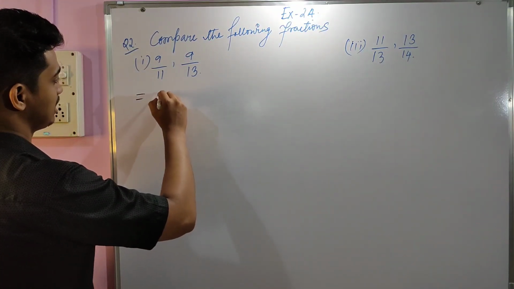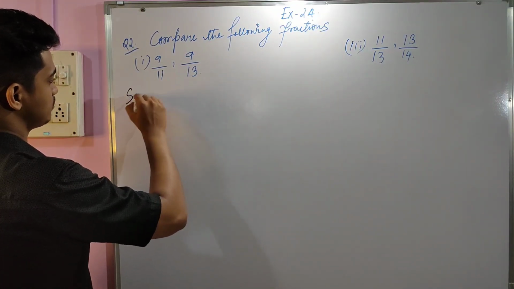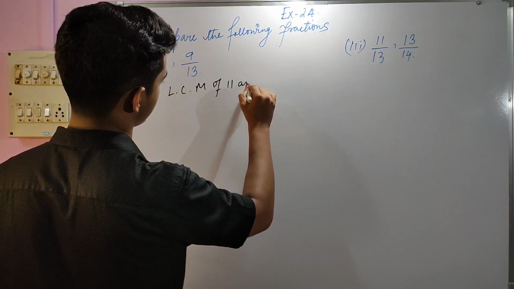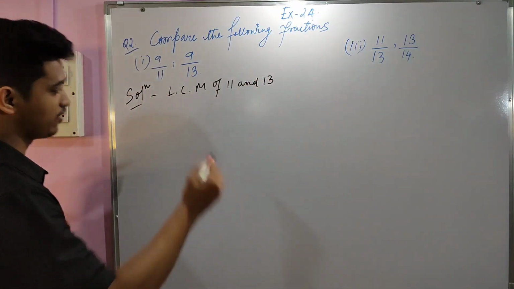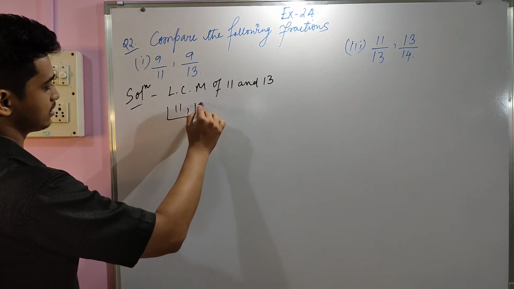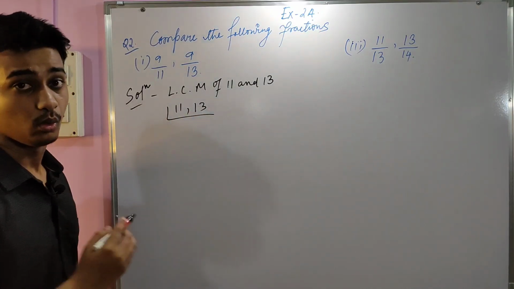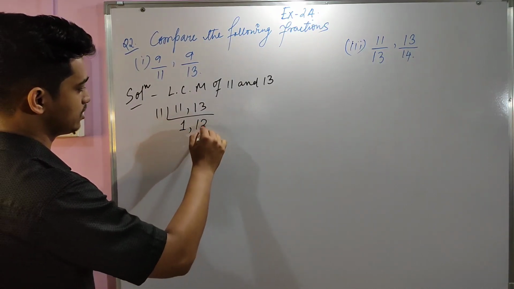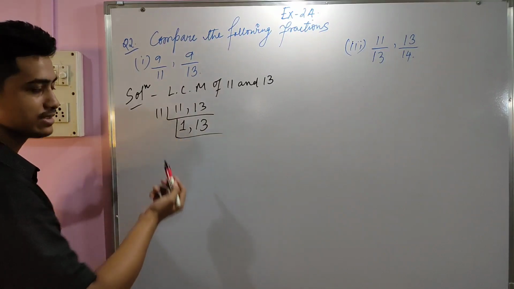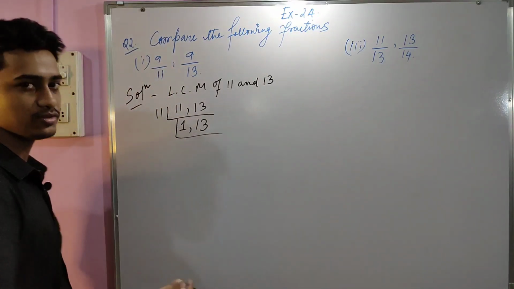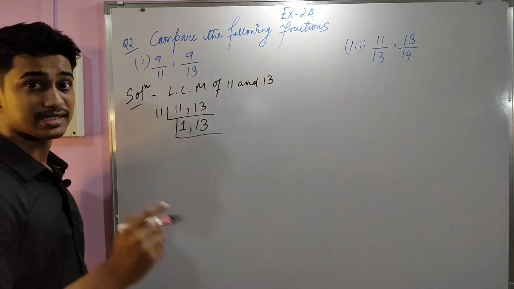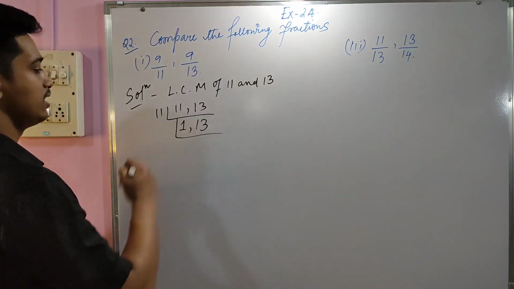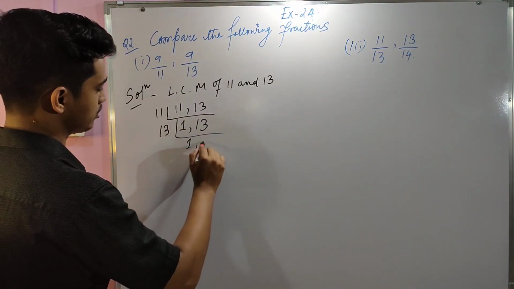So we write the solution: LCM of 11 and 13. How do we find it? Simply 11 and 13. What are the common factors of 11? 1 and 11, because 11 is a prime number. So 11 and 1, and 13 will remain the same. Now 1 is there, so we don't need to find the common factor of 1. So 13 only remains. 13 is another prime number, so 1 and 13 are its two factors. So 13 over here, and 1 comma 1.